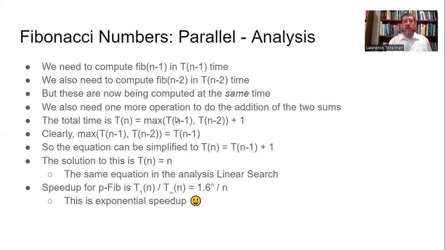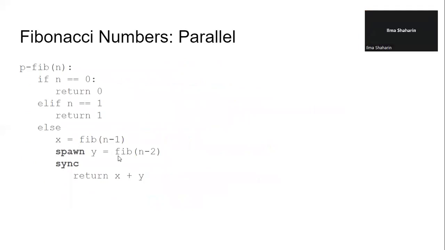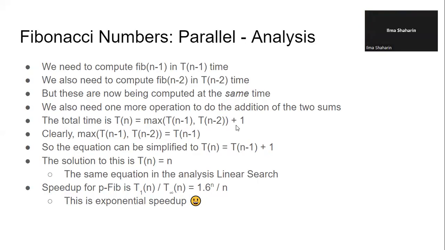So here's our new recurrence. Everyone see this new recurrence? We're saying take the max. This is one subproblem. This is the other subproblem, but they're now happening at the same time. So take whichever one of these is larger and add one. Why are we adding one here? What's this plus one for? We need one more operation here. We need to add these two results. So the plus one says, I need one more operation to add the results of the two subproblems.